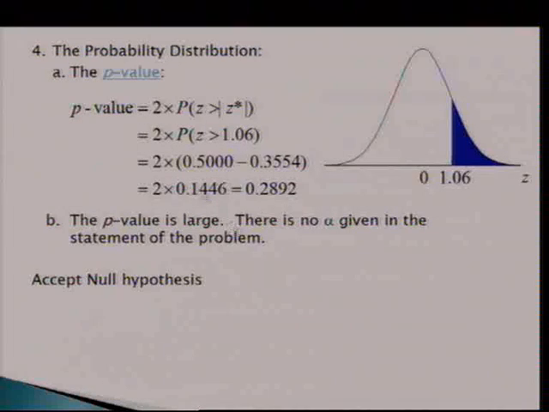Now the 0.3554, and then we are subtracting it, because for the left hand side or the right hand side the area is 0.5, so we are subtracting it and then finally we are multiplying by 2. Now here the p value we are getting is a higher value, greater than 0.05 or 0.01. There is no alpha given in the statement here, so normally we accept the null hypothesis here.